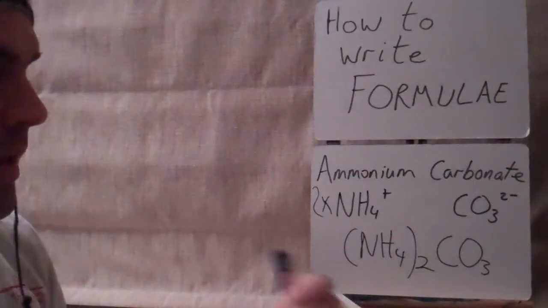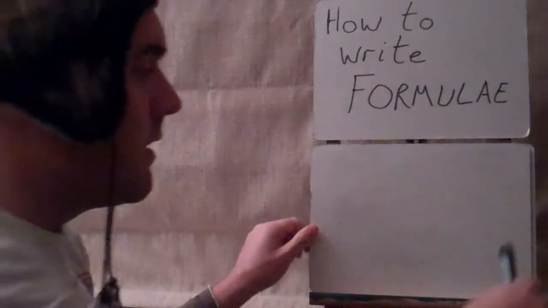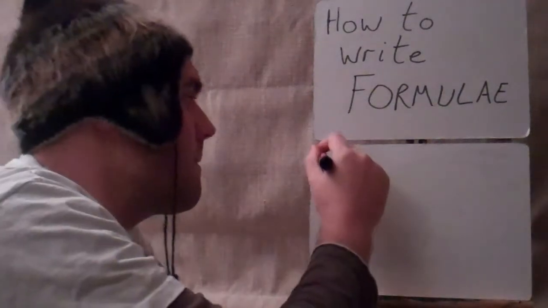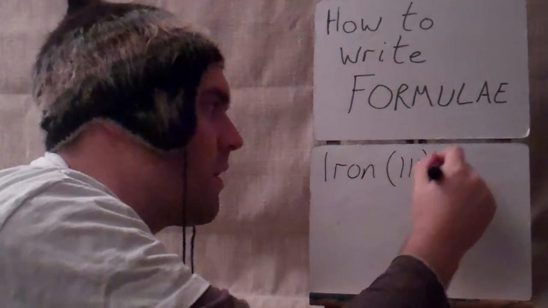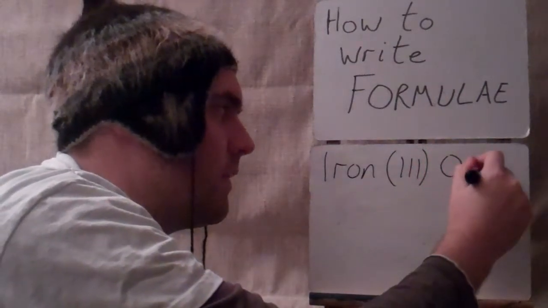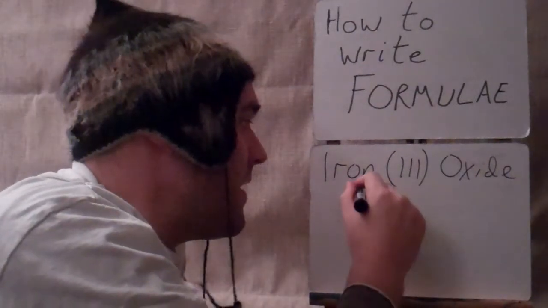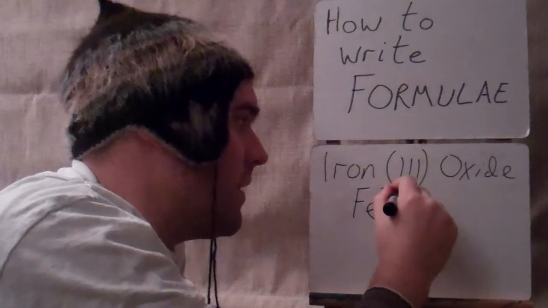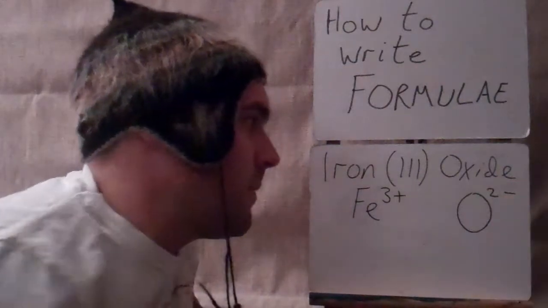Okay, another one I've just thought of. It can get a bit trickier. What if we had, let's say, iron(III) oxide? Why is this one trickier, Stuart, I hear you say? Let's have a look. Iron(III). So what does that tell us? It tells us the charge of the ion. It's Fe 3+. Oxide, O2-. Right.